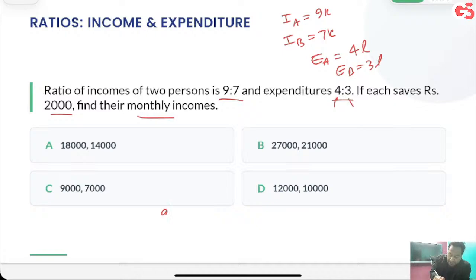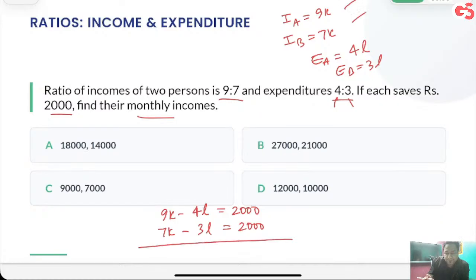So 9K minus 4L is equal to 2000. Similarly, 7K minus 3L is also equal to 2000. To find their monthly income, you need to find 9K and 7K. Now you know how to do that. Equations are formed, so we have to eliminate L. Multiply the top one by 3, the bottom one by 4, and subtract. So what will we get?